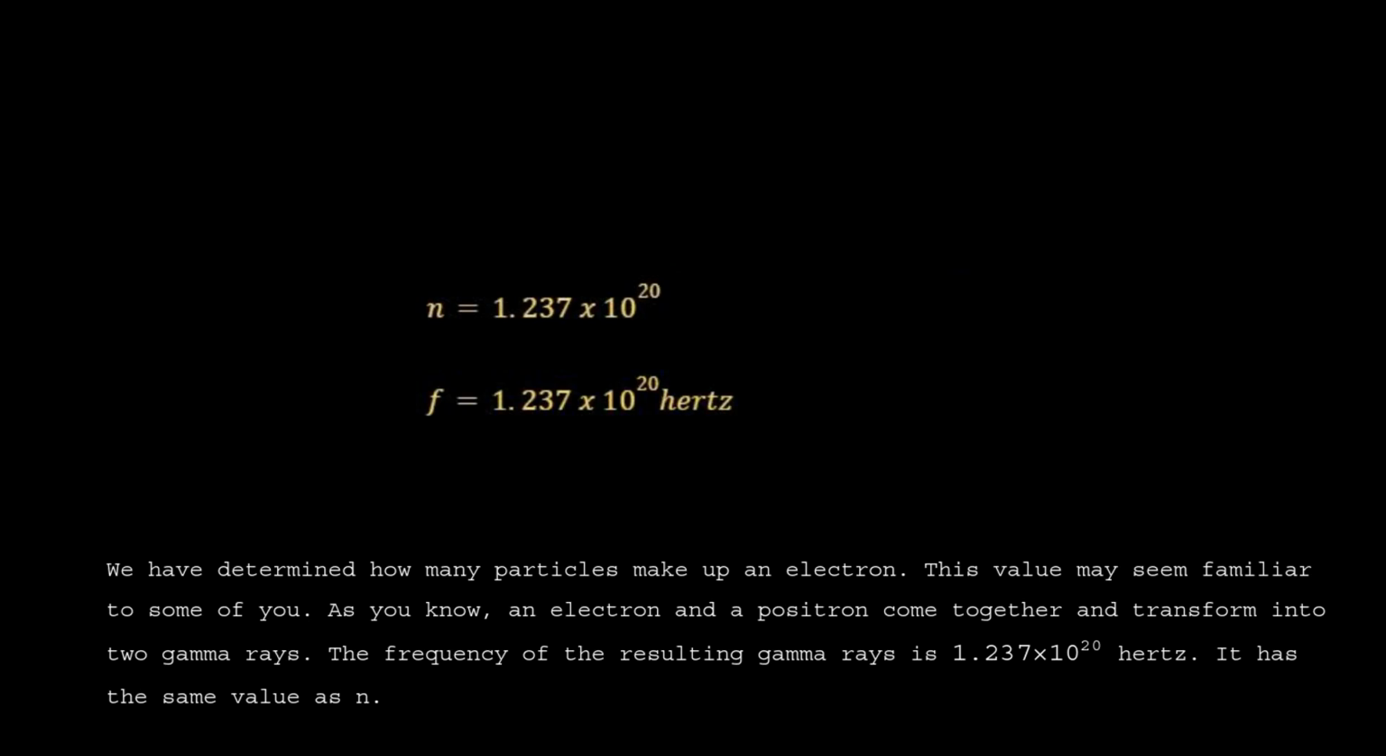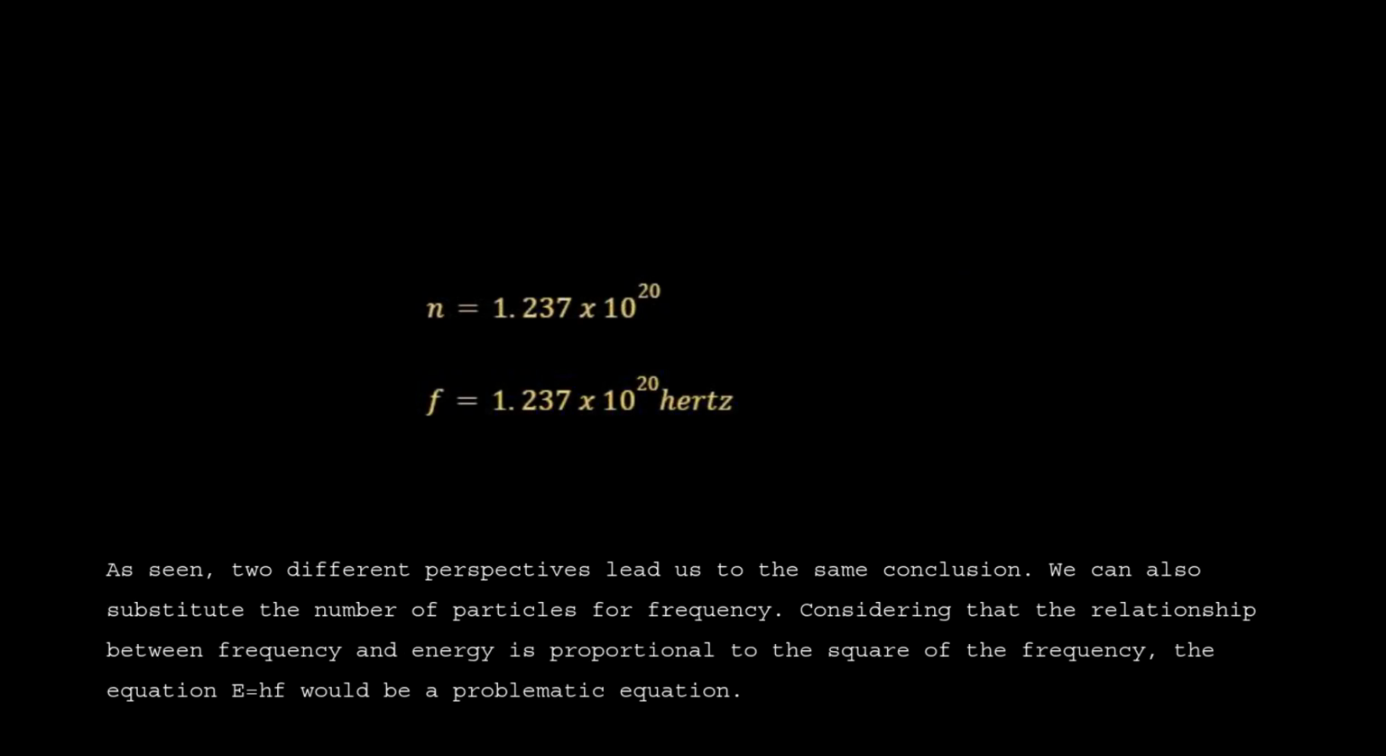As you know, an electron and a positron come together and transform into two gamma rays. The frequency of the resulting gamma rays is 1.237 times 10 to the power of 20 Hz. It has the same value as n. As seen, two different perspectives lead us to the same conclusion. We can also substitute the number of particles for frequency. Considering that the relationship between frequency and energy is proportional to the square of the frequency, the equation E equals hf would be a problematic equation.